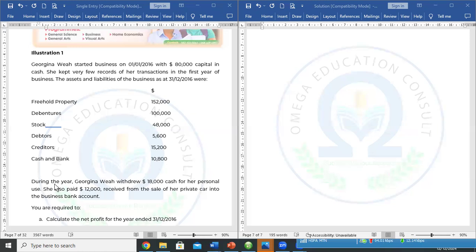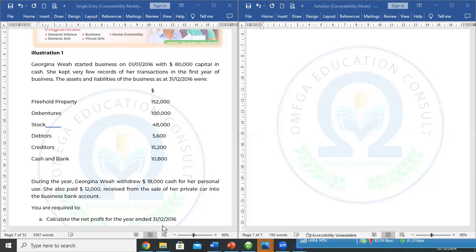We are also told that during the year, Georgina Ria withdrew 18,000 cash for her personal use. She also paid 12,000 received from the sale of her private car into the business bank account. Now we are required to calculate the net profit for the year ended 31st December 2016.